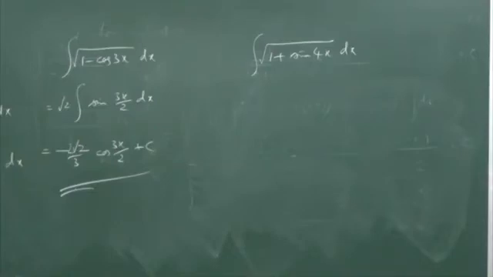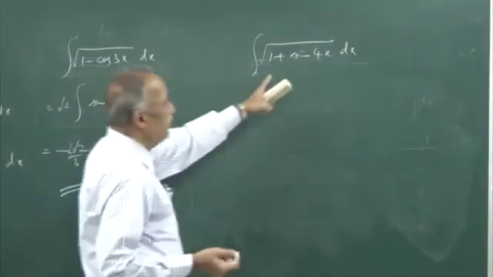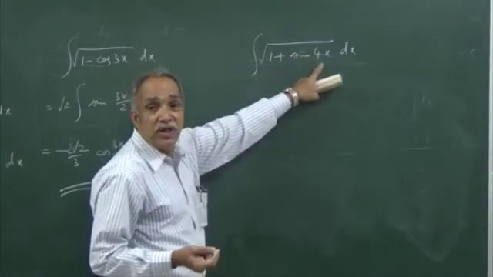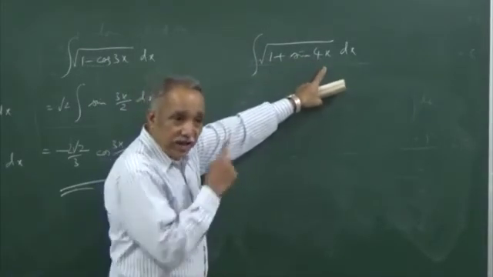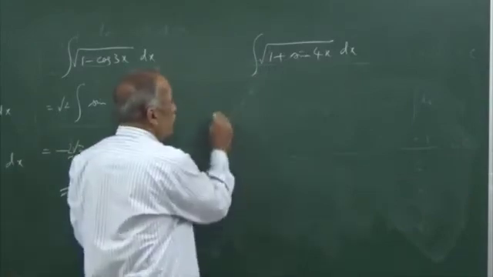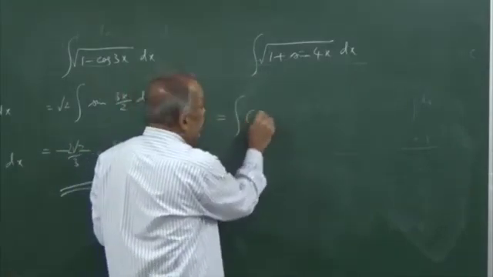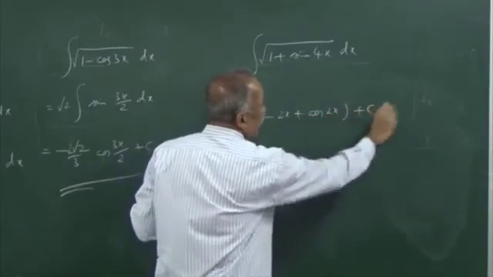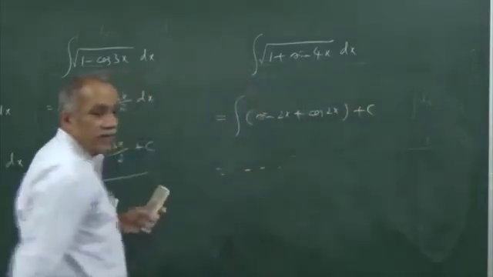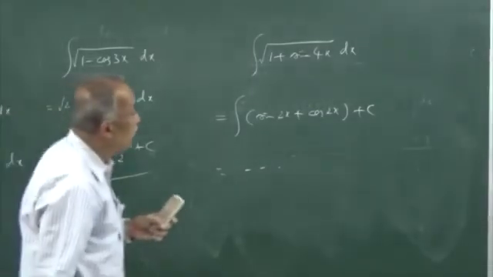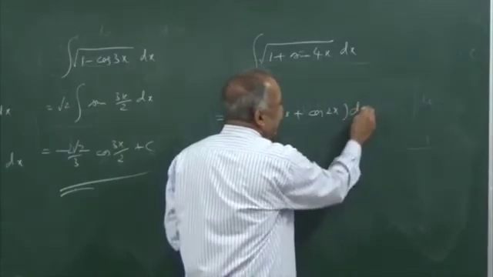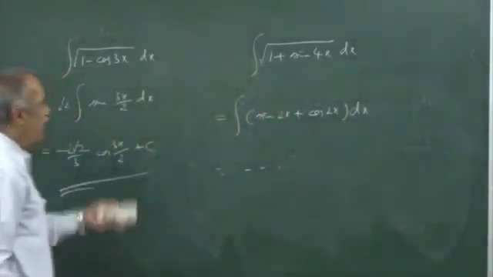Or cos square 2x plus sin square 2x, this may be written as sin square 2x plus cos square 2x plus 2 sin 2x cos 2x, and therefore the square root will be simply again modulus. Oh, sorry, I am in a hurry.